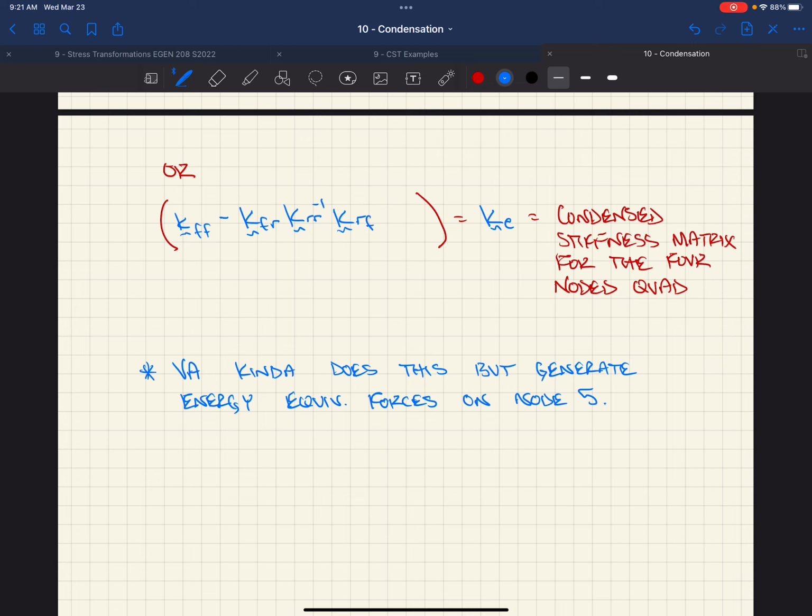All right, so that's condensation. This is the ability to take a quadrilateral element and devise a way of establishing it based on triangular elements, okay? Which gives you more flexibility. You're not limited by the degrees of freedom and the displacement functions based on a quadrilateral element. Now you can use those functions that were based on CST elements, okay?